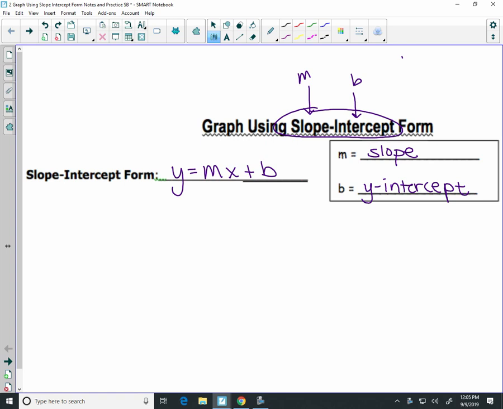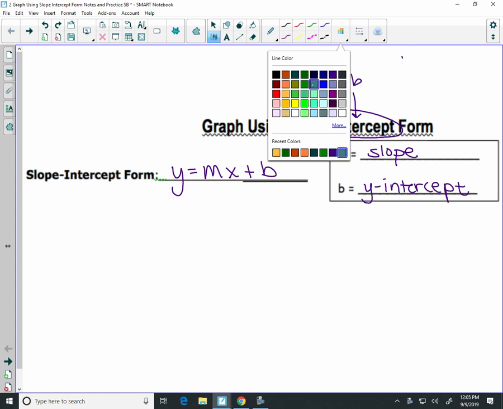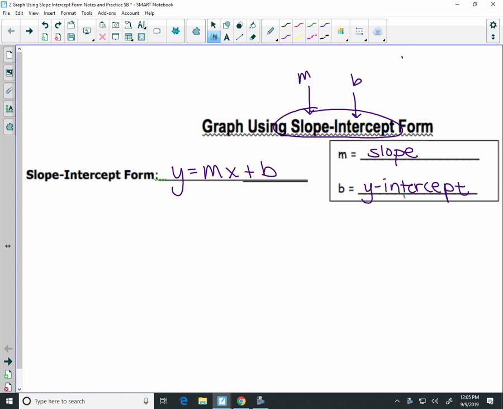The other way I think about this that I think is really helpful is this. Your y-intercept is where you start, and your slope is the pattern that you use after. So your y-intercept is where you start. What I'd like you to do is draw a little grid and make a y-intercept for yourself.